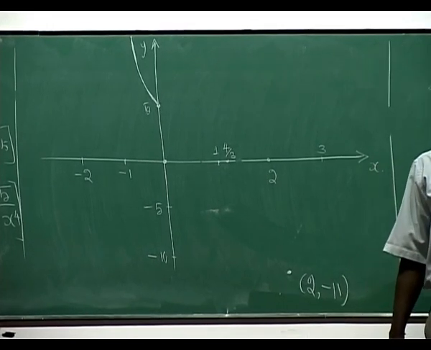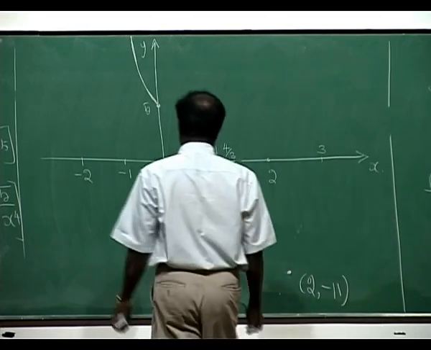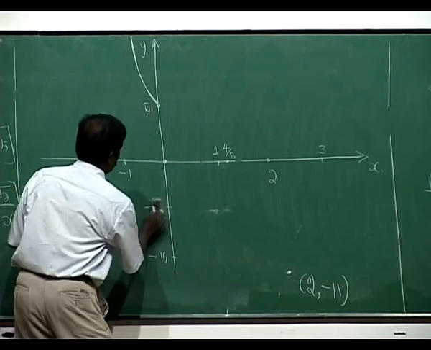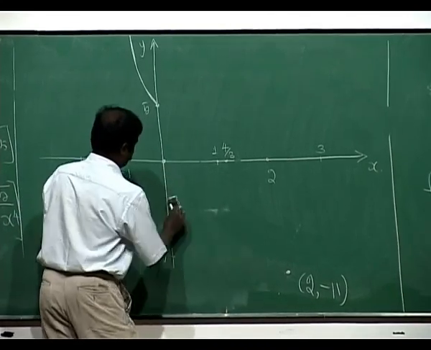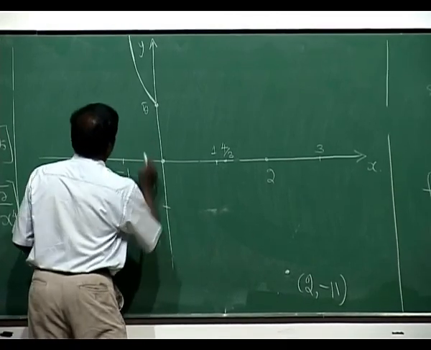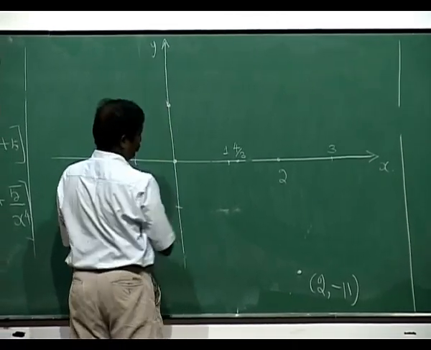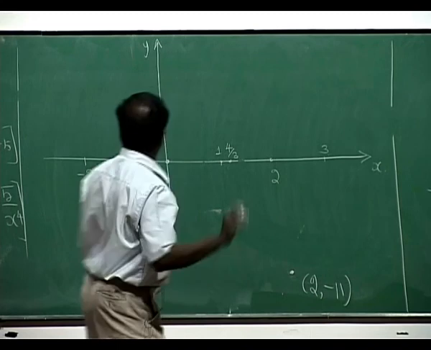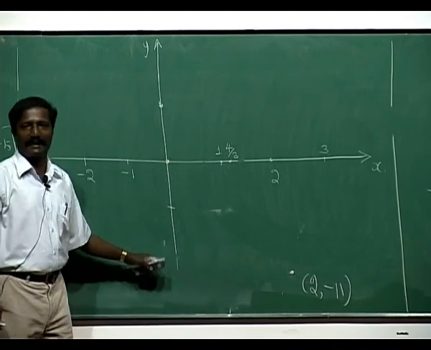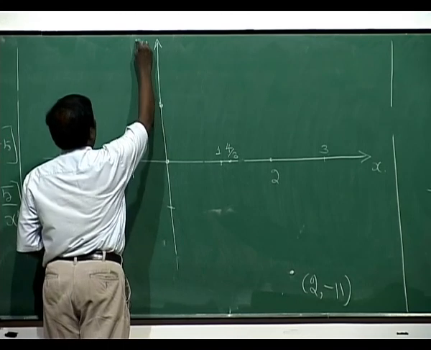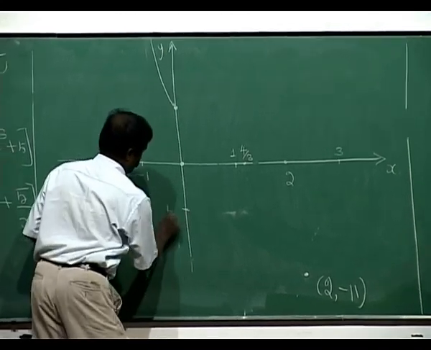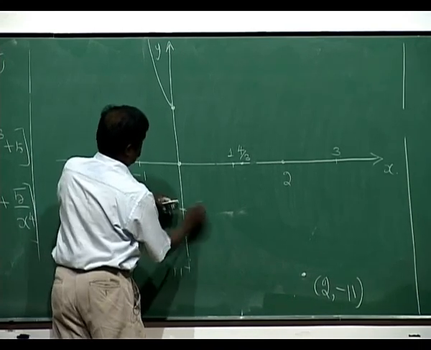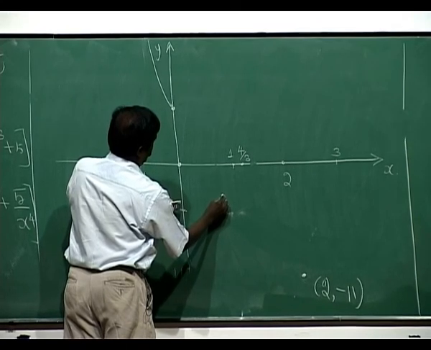Minus 120. So that is, maybe I should change my scale. Minus 4 point something. Wait. Let me change my scale. No need. Okay. 5, this is 11. Minus 4 point. Okay.